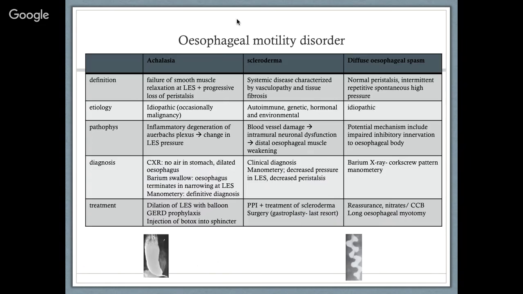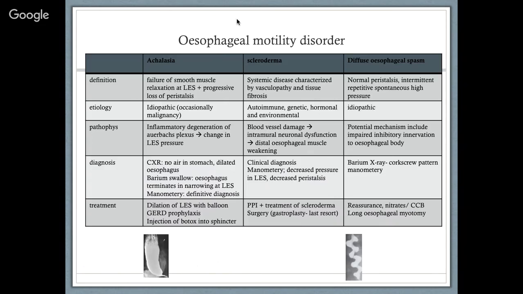All right. Well, you will know it by the end of this slide. We'll talk about achalasia first. It's a failure of the smooth muscle relaxation of the lower esophageal sphincter. We spoke about it before when we were talking about the neuronal control of the esophagus. It's usually idiopathic, occasionally can be caused by cancer.